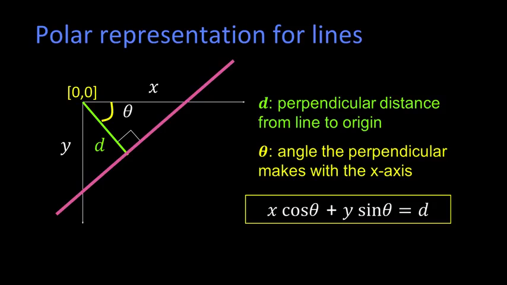You can have any direction you want. Theta can go however it wants to go, and you can go right through the origin. D can be 0, or it can get as big as you need it to go.